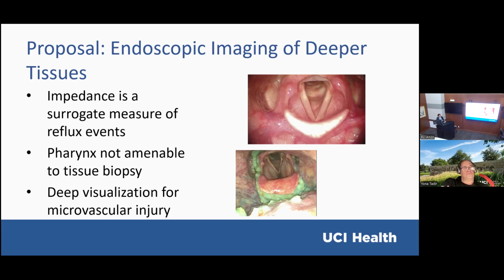So impedance is probably the best thing that we have to see if reflux is getting to the pharynx, but the pharynx is very sensitive. I can't get biopsies of the pharynx. They'll be very uncomfortable if I do that. But I'm wondering if there are any imaging modalities that you have here at Beckman that can get a deep visualization of maybe some microvascular injury that we can correlate these symptoms to, because I know you've done some work in dermatology as far as microvascular vessel damage from port wine stains, things like that.